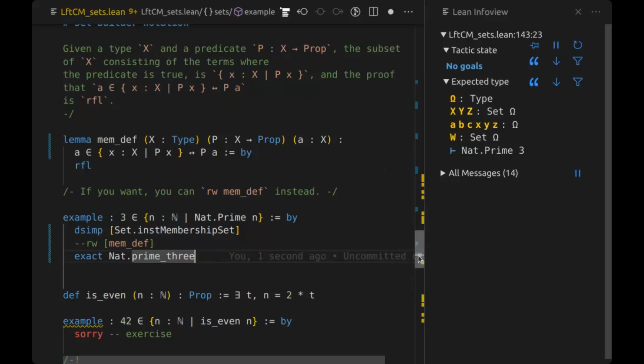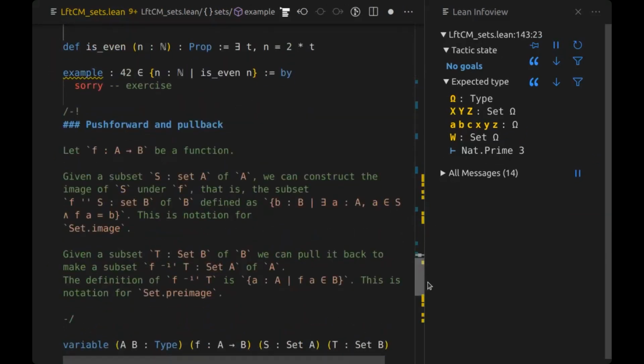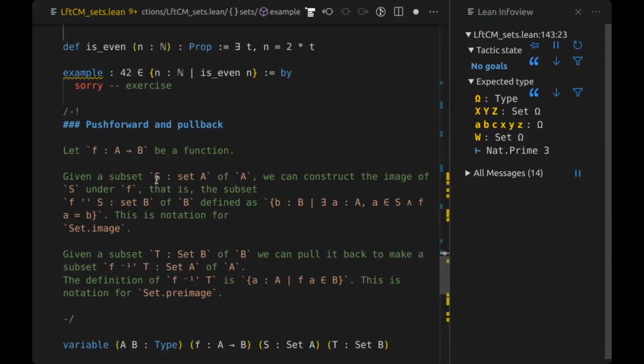Now let's go back to thinking about functions and images and preimages. If we have a function from A to B, and we have a subset S of A, then we can take the image of this subset. Usually in maths, we will use the same notation as taking the image of an element, so we will use f parentheses S. But of course, Lean is not going to be happy if we try to do that, so we have to use a different notation.